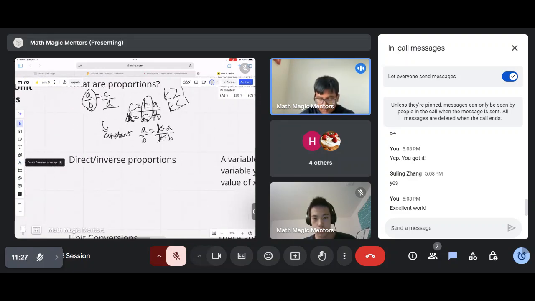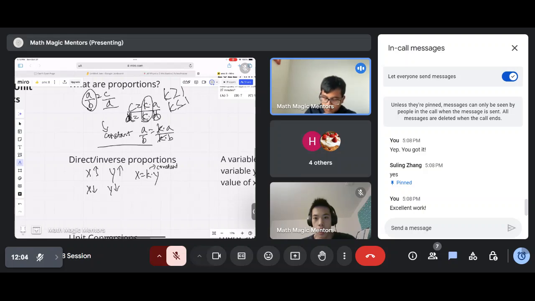So those are proportions. And then direct and inverse proportions, this is kind of important. Usually a direct proportion is when you have a quantity x and you have a quantity y. A direct proportion is when, if x increases, y increases, and if x decreases, y decreases as well. Usually it comes in this form, x equals k times y. So k is a constant, similar to this case.